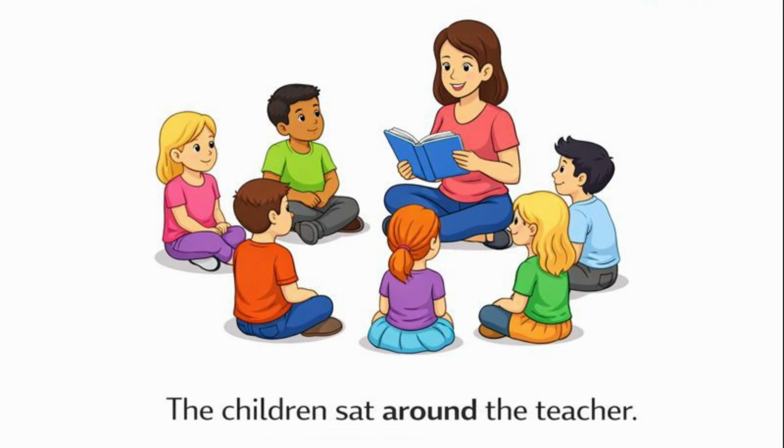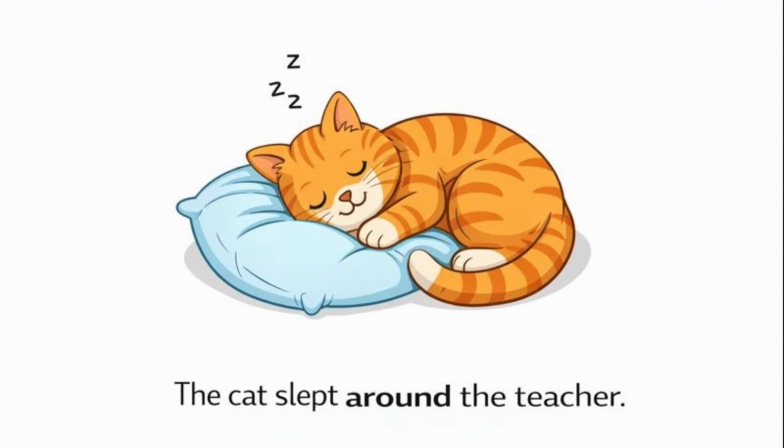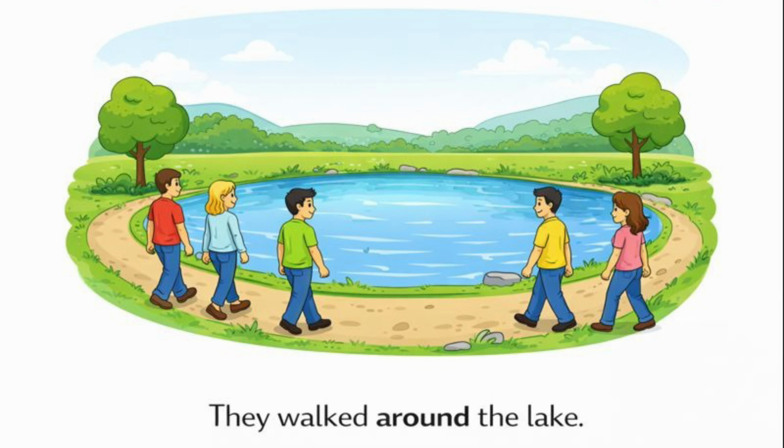Let's start with a classroom example. The children sat around the teacher. This shows the teacher is surrounded. Now, let's look at a simple home scene. The cat slept around the pillow. This shows circular positioning.